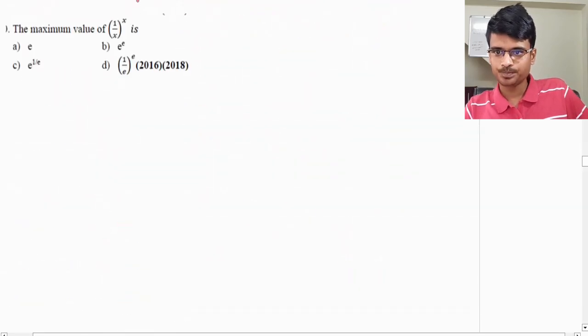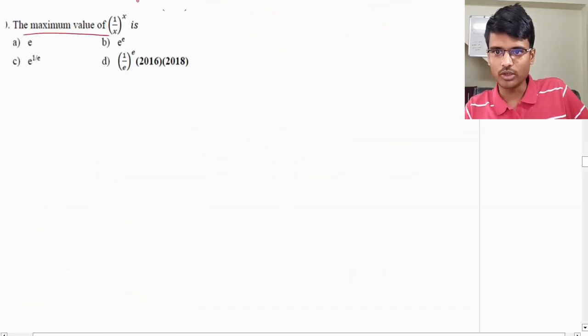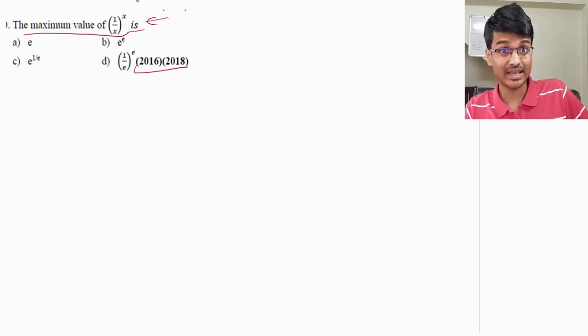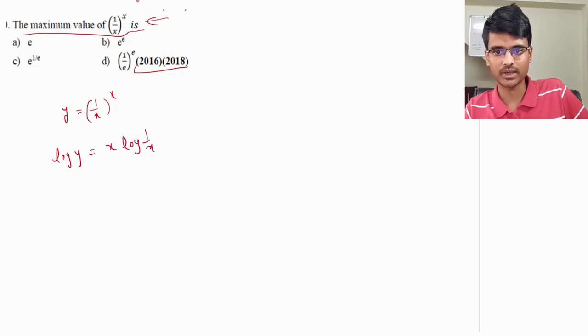Moving on. The maximum value of 1 by x whole power x is... This question was asked twice, same question. So you can expect repeated questions in your KCET exam. So our function y is equal to 1 by x whole power x. In the case of an exponential function, what do we do? We take log on both the sides. Log y is equal to x log 1 by x, right?